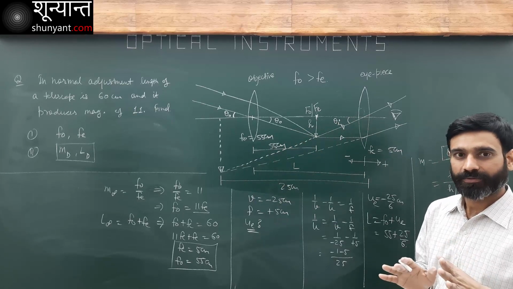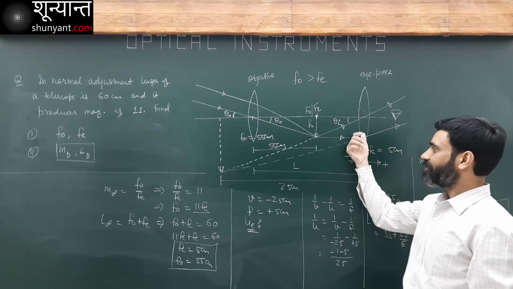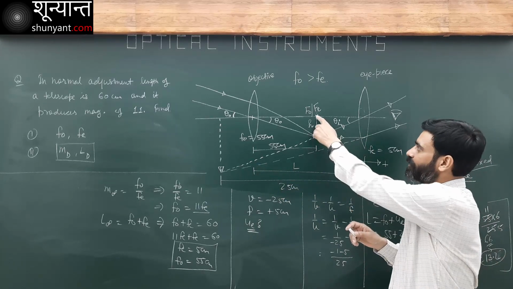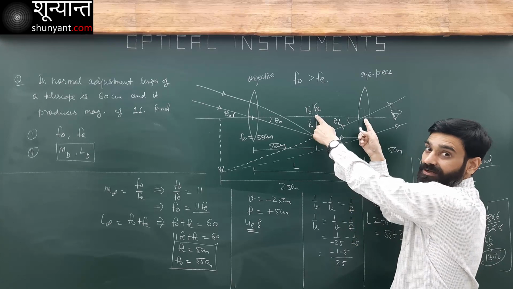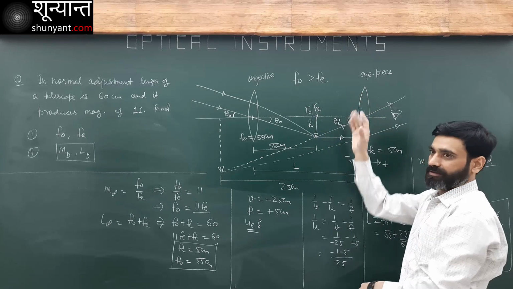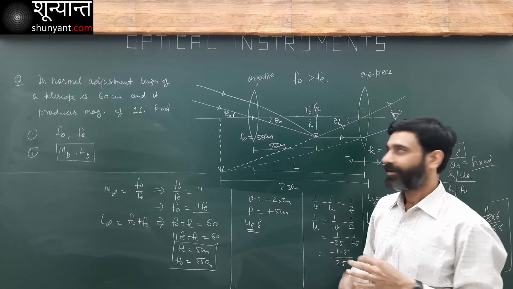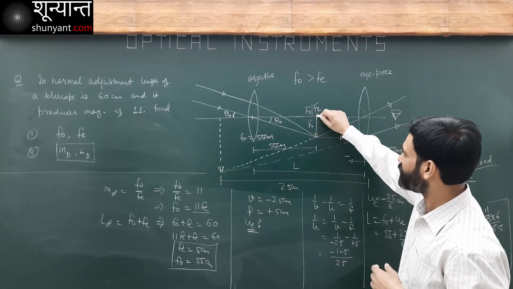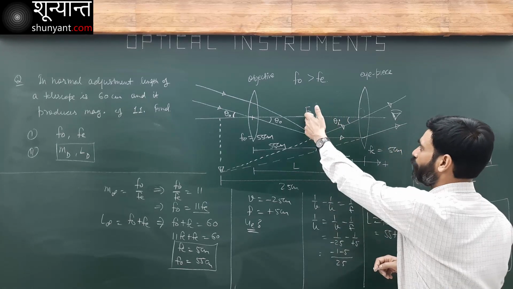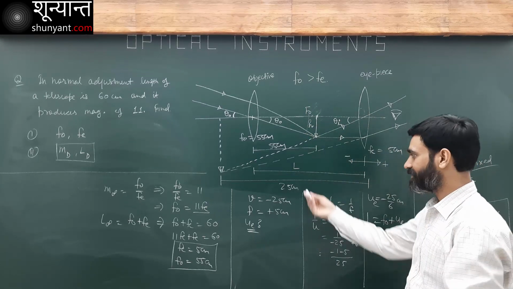What is the length of the telescope? It is fo plus this. I want my image at 25 centimeters, virtual image. My object should be between this point and this point. For that to happen, I will shift my lens towards the object a little bit. Length will decrease. I want this object to be between focus and lens. That's how I will get my final virtual image at this distance, 25 centimeters.